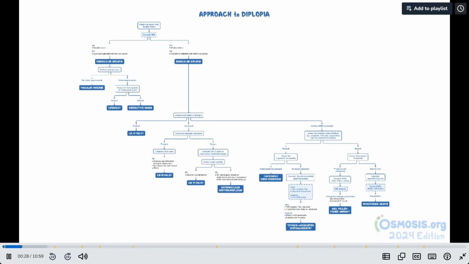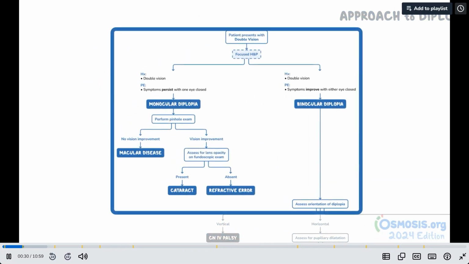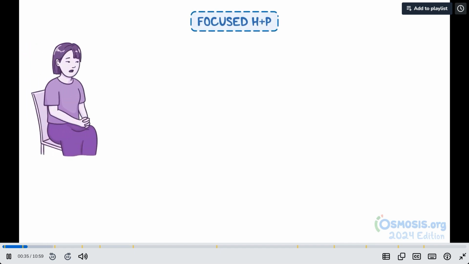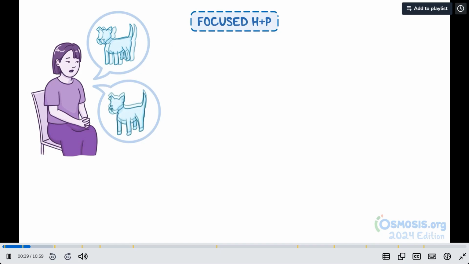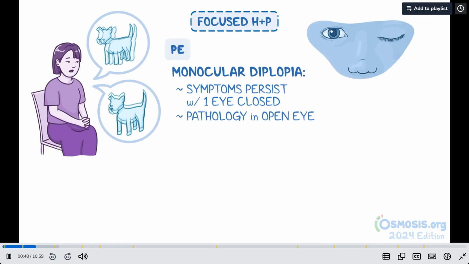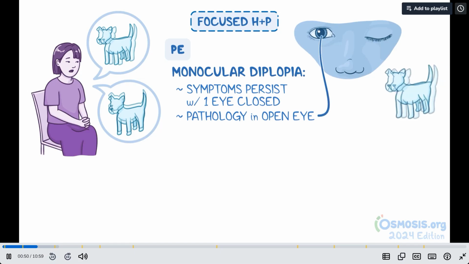Now, if your patient presents with double vision, start with a focused history and physical exam. They might describe double vision like seeing two images of the same object side by side or one above the other. If on physical exam these symptoms persist with one eye closed, that's monocular diplopia. This means that there's pathology in the eye that perceives the visual abnormality, the open eye.